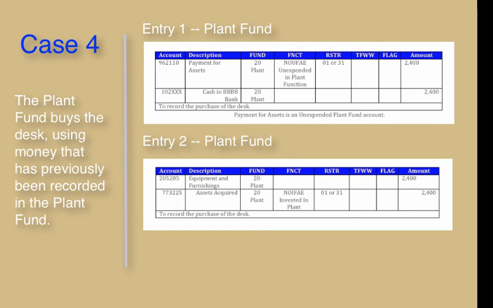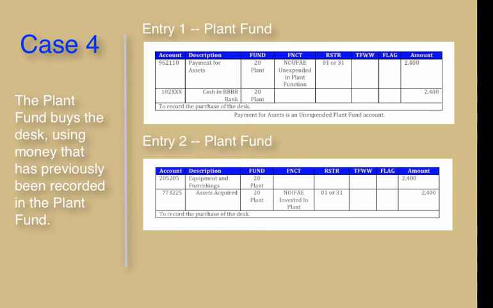But this time the function is going to be NOIFAE, invested in plant. The restriction will still be 01 or 31, depending on whether tithe or non-tithe resources were used. This records the purchase of the desk. This is also when we would set up the asset record.